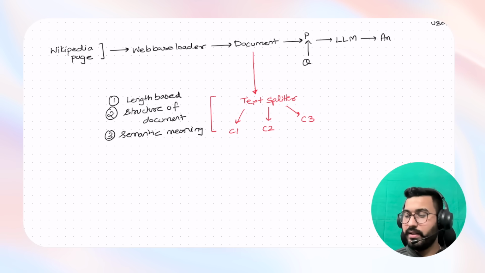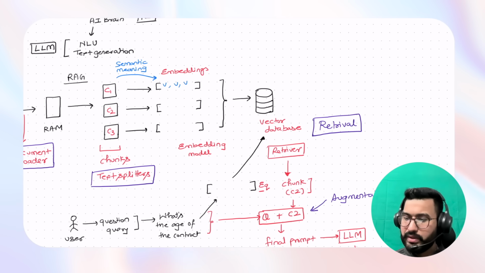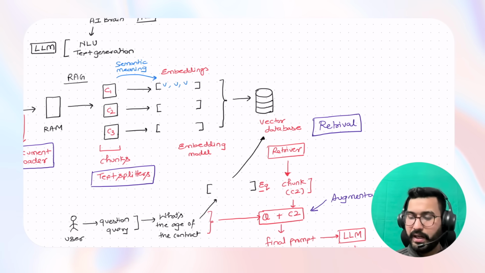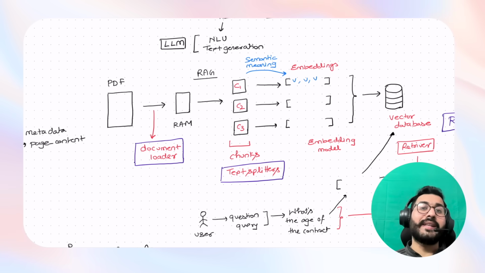There is also one more advantage of these text splitters, which you will be able to understand when you move to this part in the RAG pipeline. If you try to create the embeddings of the entire document, the quality of the embeddings is found to be very bad.